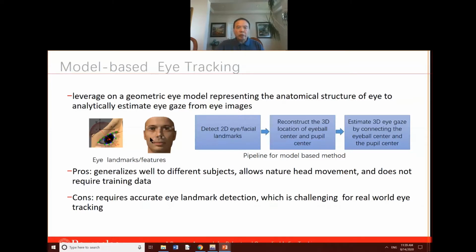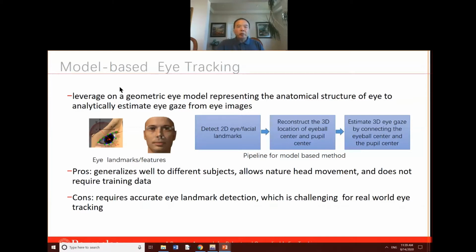Recently, additional face landmarks are also being used. For example, we can use landmarks near the nose, landmarks in the center of the two eyes, and landmarks on the eyebrows. Once we have these landmarks, we can feed them into the geometrical eye model, and then we can analytically compute the center of the eyeball and the center of the pupil. Connecting the center of the eyeball and the center of the pupil gives us the optical axis. Then through a personal calibration, we are able to obtain the visual axis.